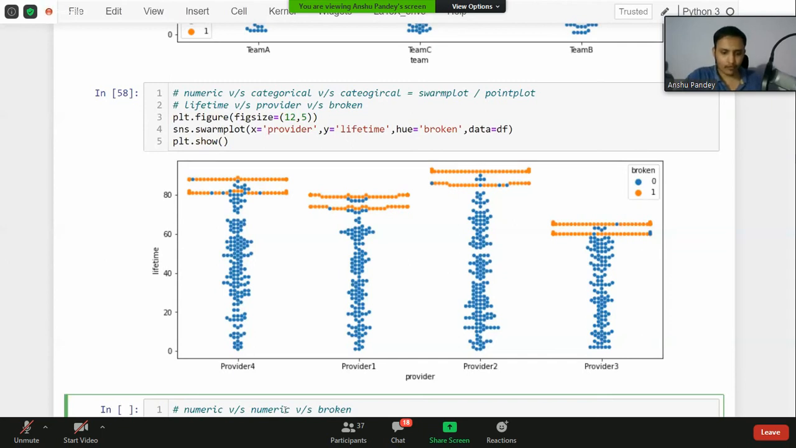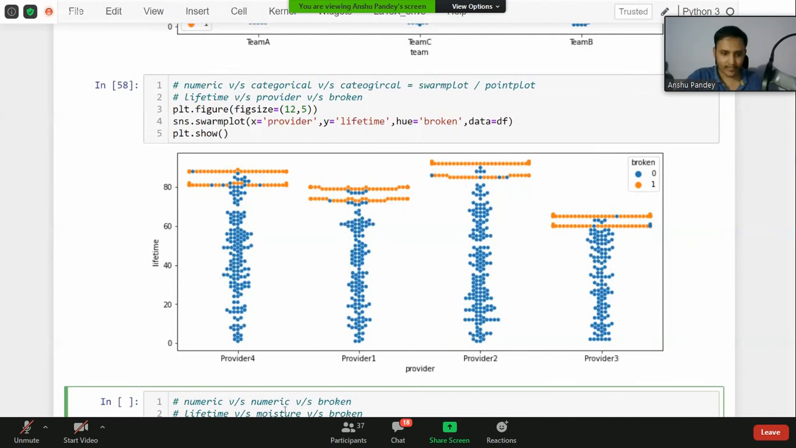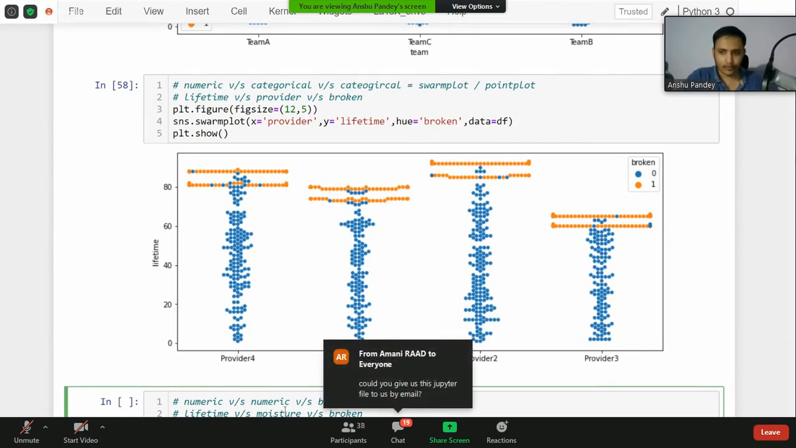Right. So we can do plt.figure, figsize equals 12 by 5, sns.scatterplot, x is lifetime, y is moisture.